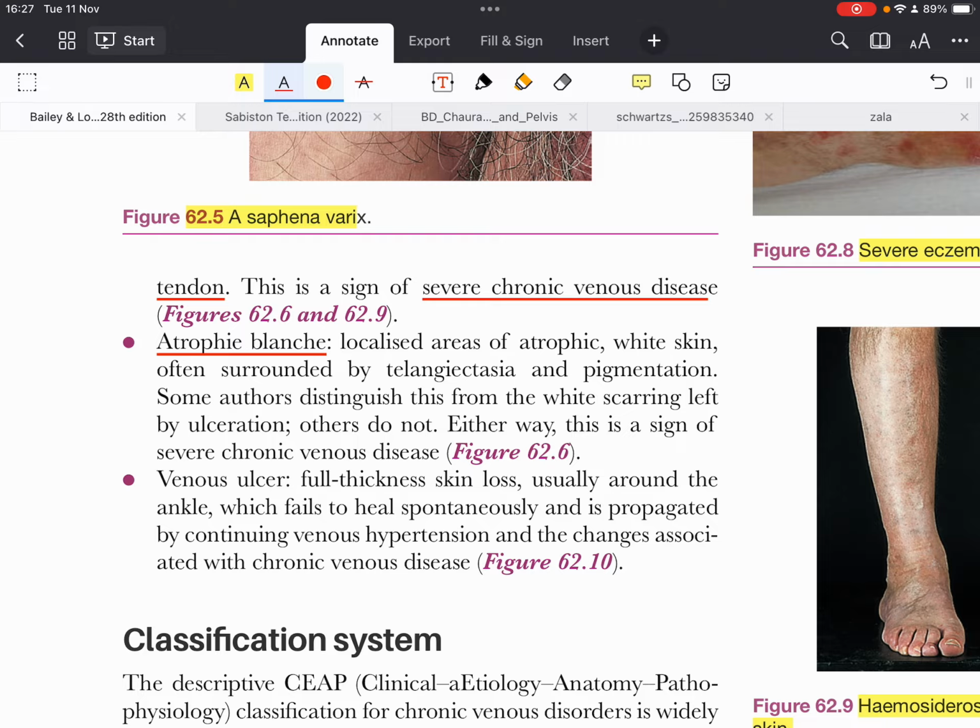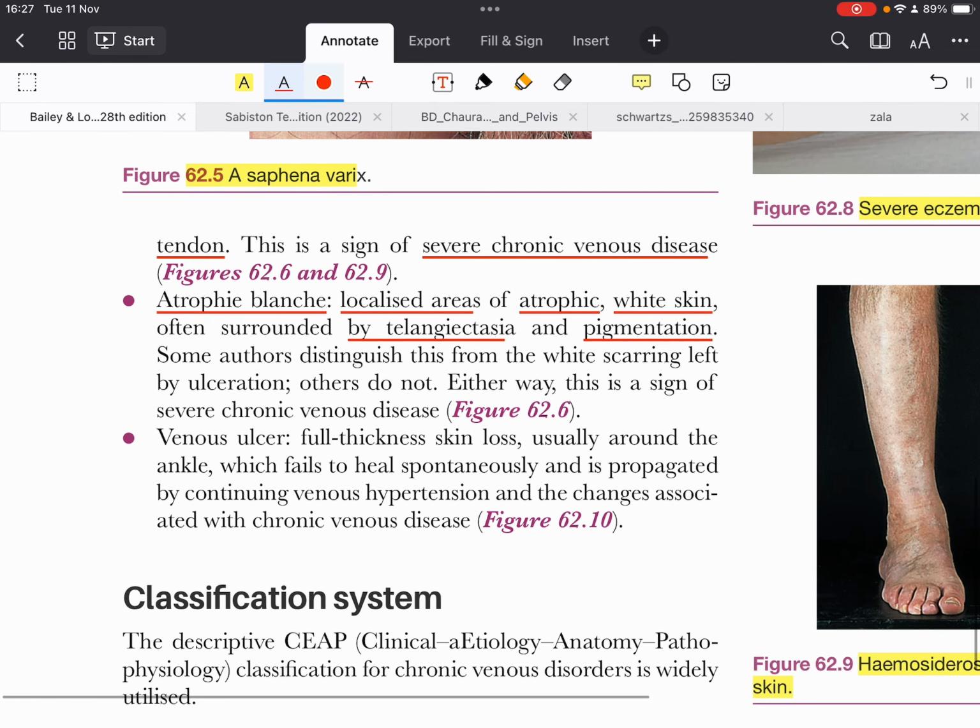Atrophie blanche: localized area of atrophic white skin, often surrounded by telangiectasia and pigmentation. Some authors distinguish this from the white scarring left by ulceration. Others do not. Either way, this is a sign of severe chronic venous disease.